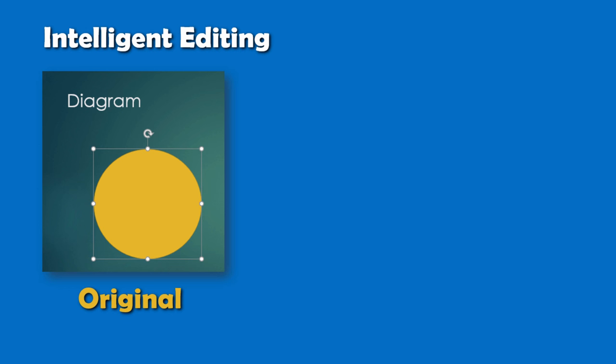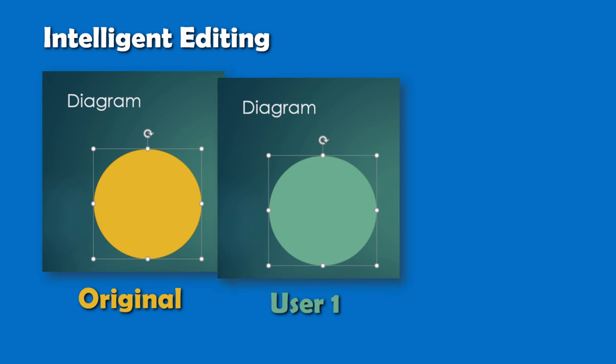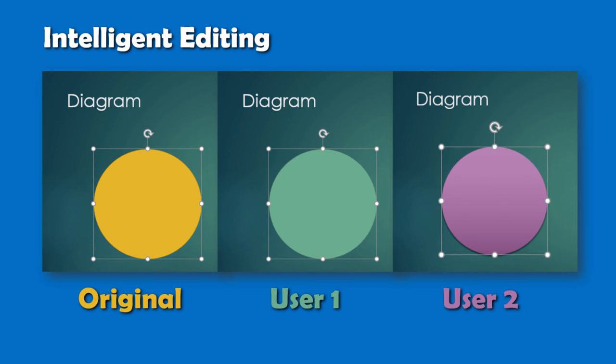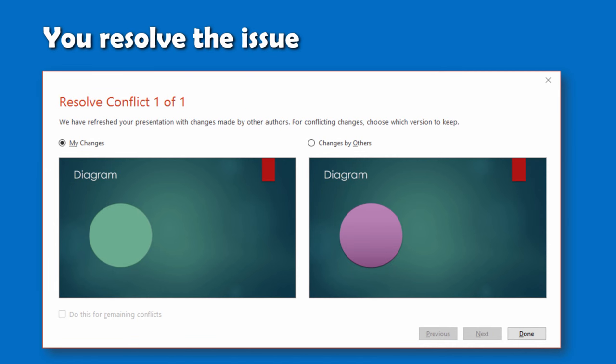The editing is very sophisticated and intelligent. For example, here, this was a shape originally. One user changed the color. Another user changed the color to a different one. Now, when both users save, OneDrive cannot make out exactly what is to be done. So it asks you to resolve the conflict and you choose the correct action.